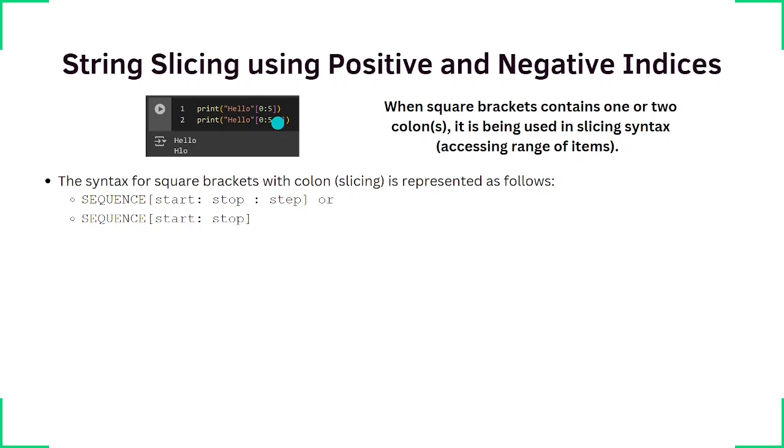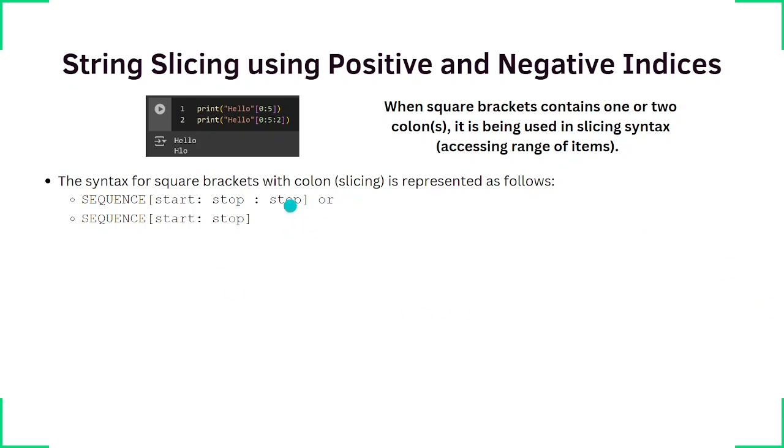Let me repeat that. There could be 2 or 3 values here. If we have 2 values, it only indicates the start and end, like in this case, start index and stop index. But if we have a third one, that also indicates the step size, how much we want to move by each time.